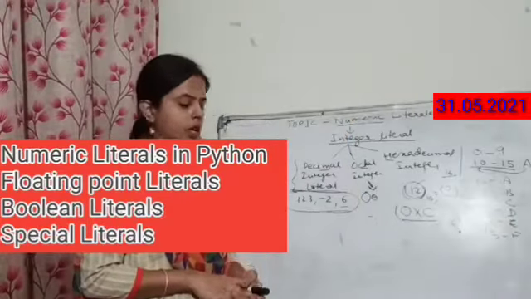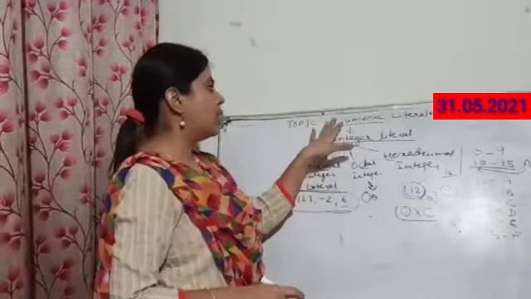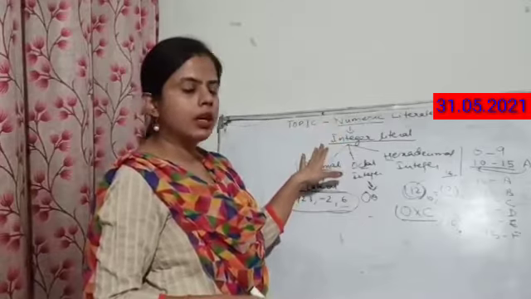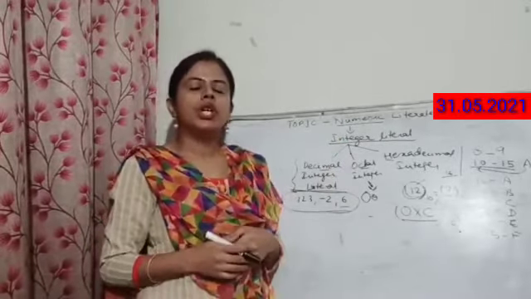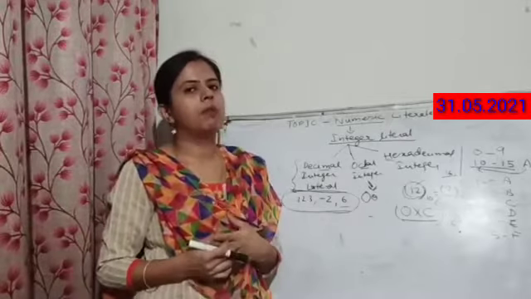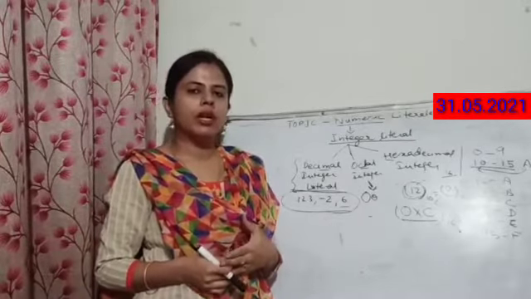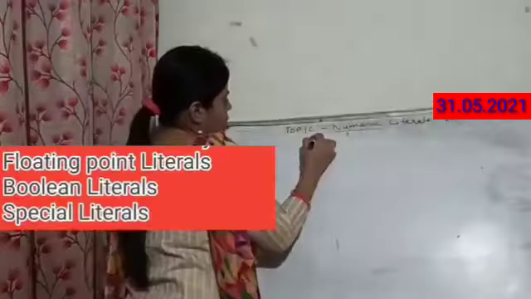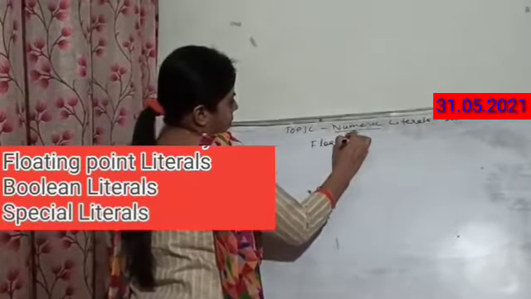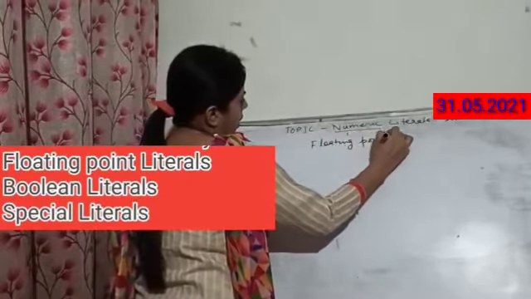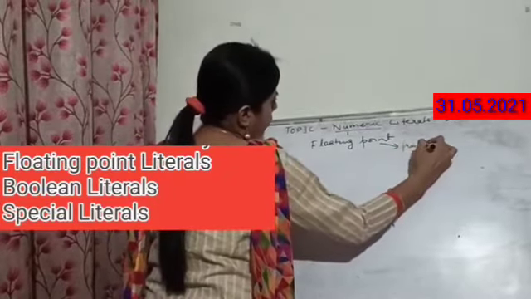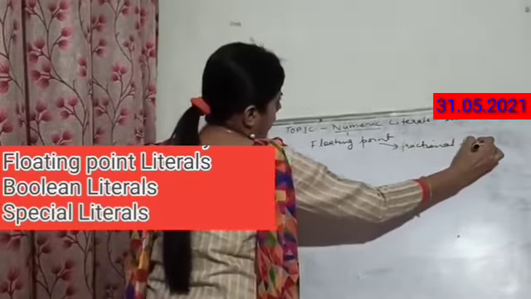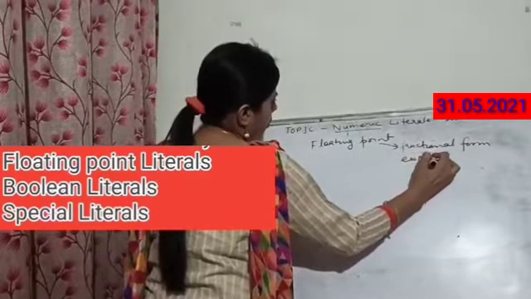Types of integer literal. Now moving further, the second part of numerical literal is floating point literal. It means the number which has a fractional part is called a floating type literal. Now let's see that. Floating point literal is further divided into two parts. First is fractional form, and then exponent form.